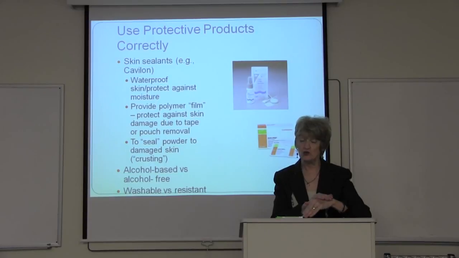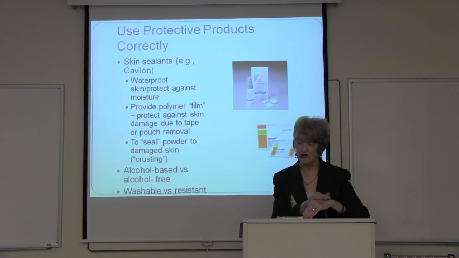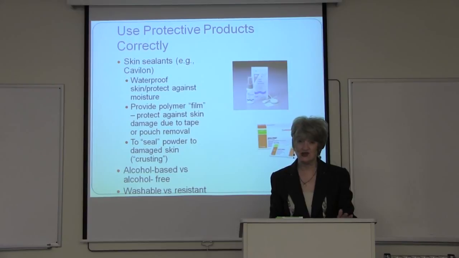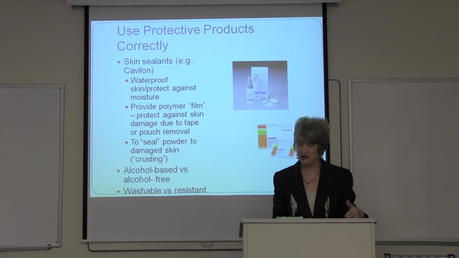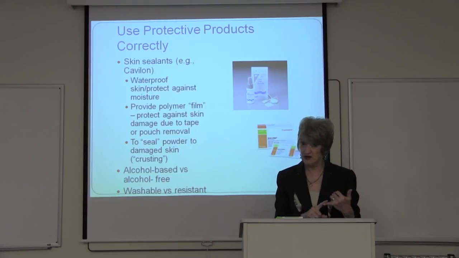In that case, you would want to have a sealant that was resistant to soap and water, resistant to cleansers, and that would not break down. One of the most resistant sealants is your Cavalon. So if you're using a sealant for perianal or perineal skin protection in a patient who already has some degree of skin loss, you are probably going to reach for Cavalon by 3M because it's alcohol-free and it's resistant.